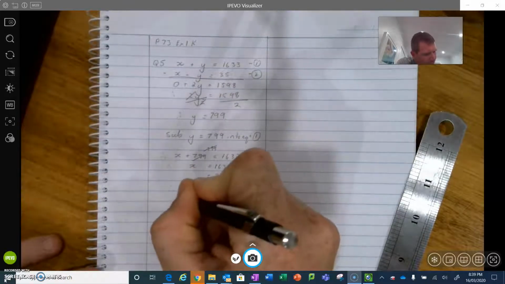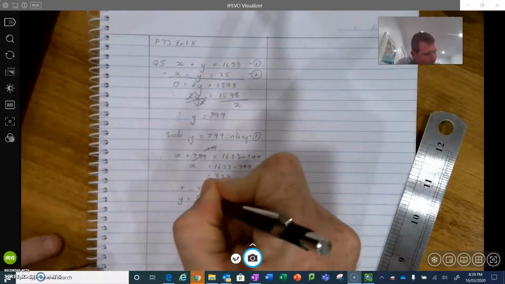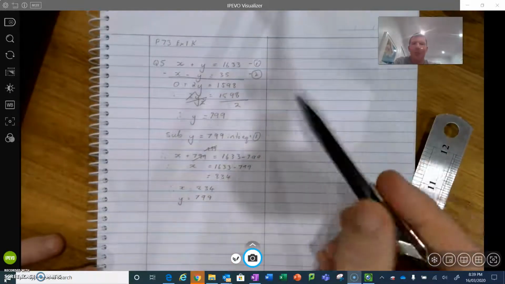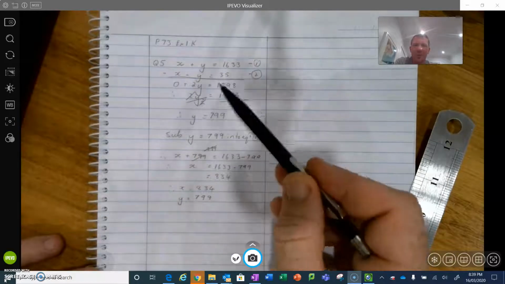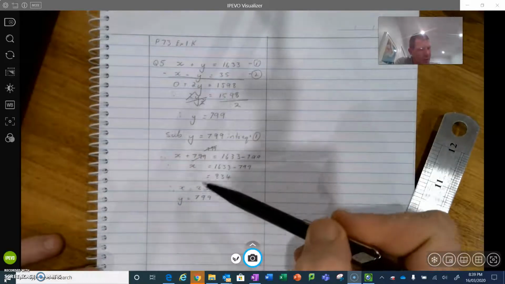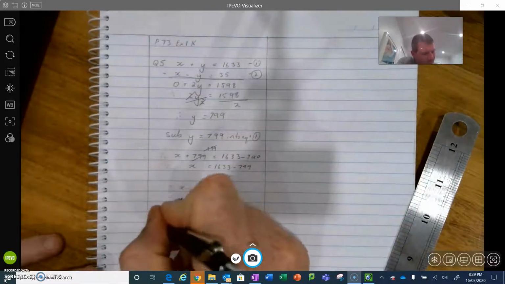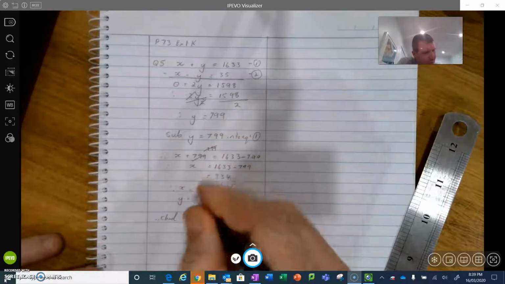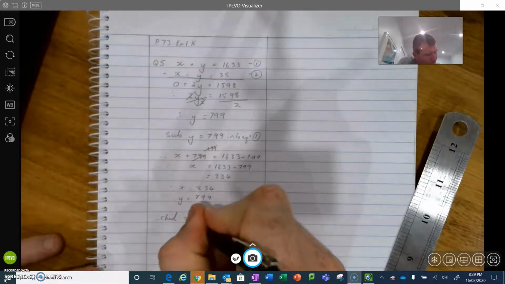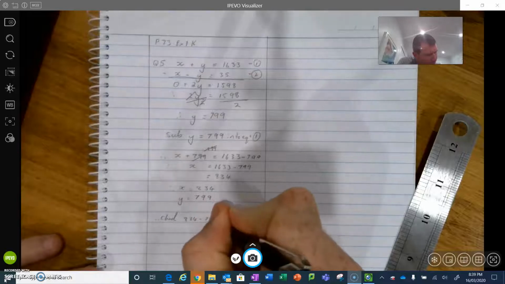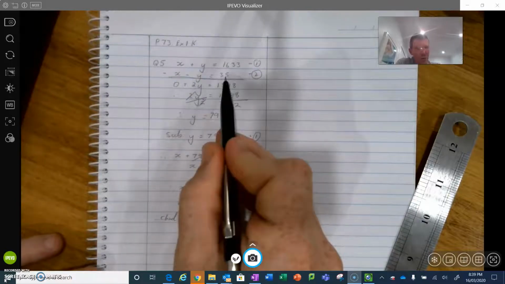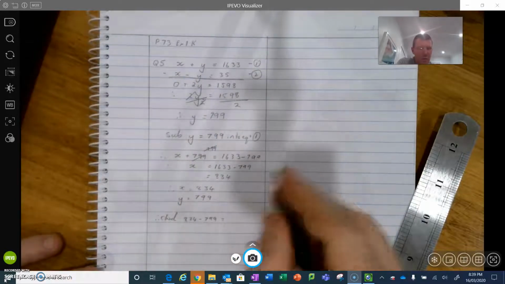And so we end up with x equals 834 and y equals 799, and then we can use either of those equations to check our answers. So therefore check: 834 minus 799 should equal 35, which it does.